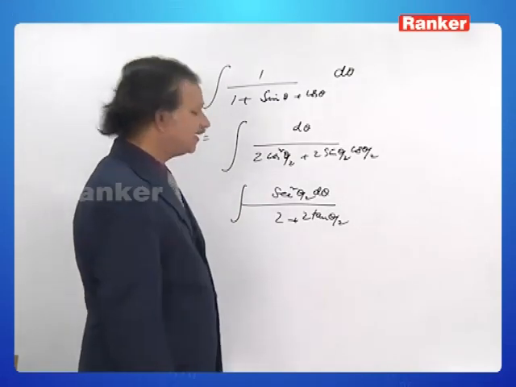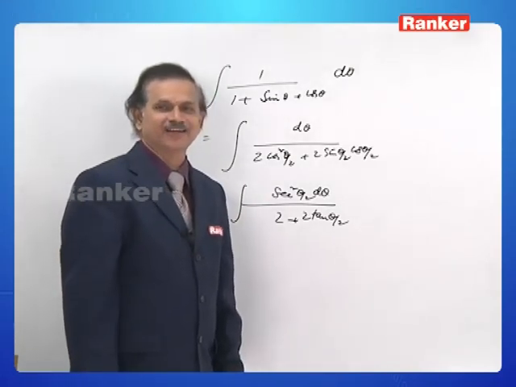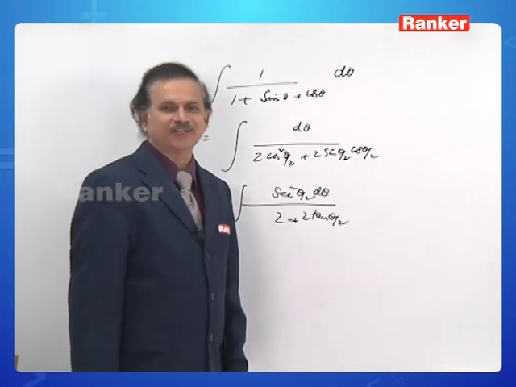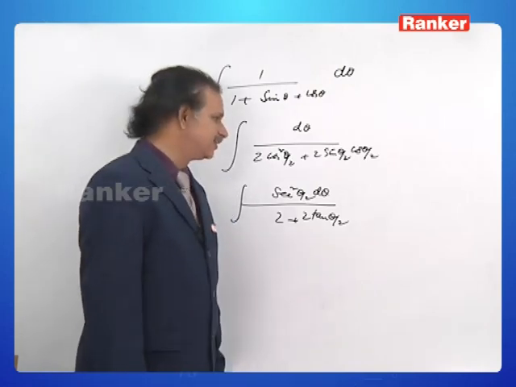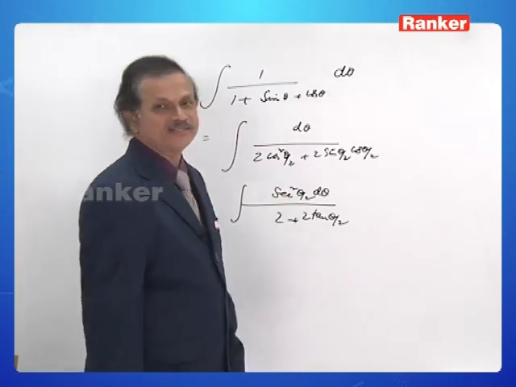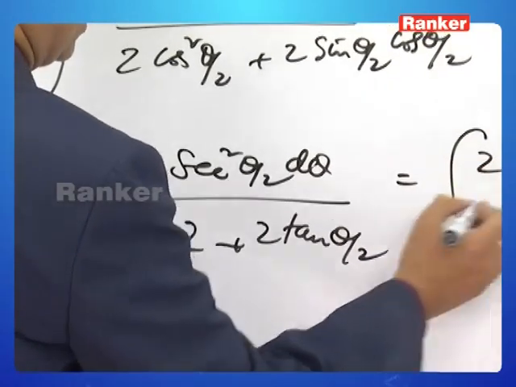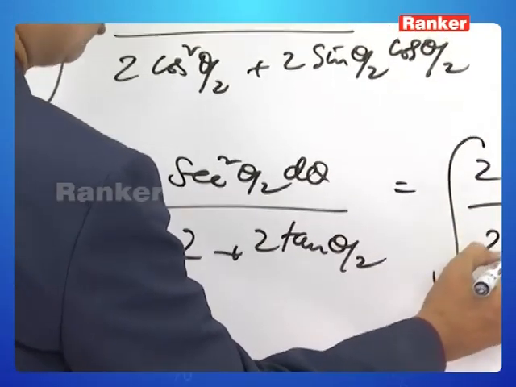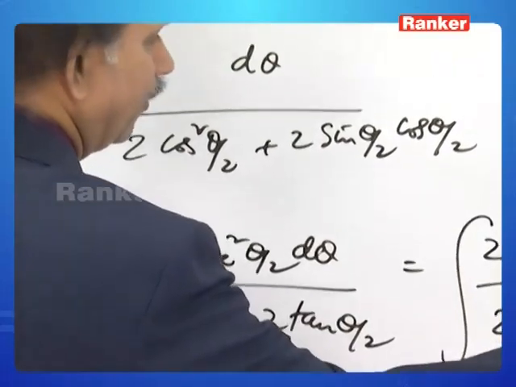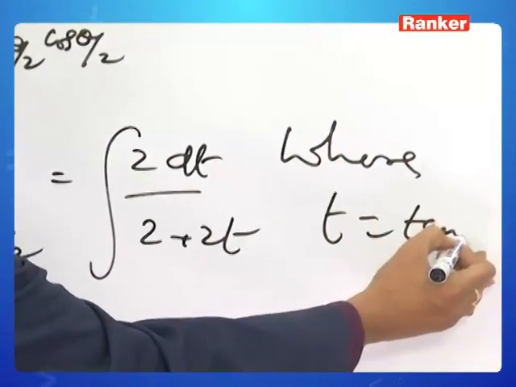Now you can directly take tan theta by 2 is equal to t. Then half secant square theta by 2 d theta is dt, or secant square theta by 2 d theta is 2 dt. Integral of 2 dt by 2 plus 2t, where t is equal to tan theta by 2.